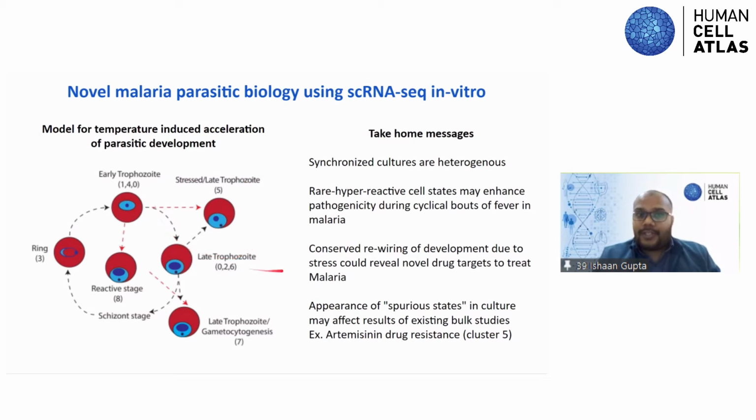The stress trophozoite stage that I was talking about here represents a very interesting state which expresses artemisinin-resistant genes, something that a lot of people try to study. And what we find is that this state is already present at very low abundance at normal temperature and gets enhanced in stress. So this has to be looked into when we are talking about bulk studies, which have previously been done, and a lot of stuff is already out there for that. So these could be contaminating these results.